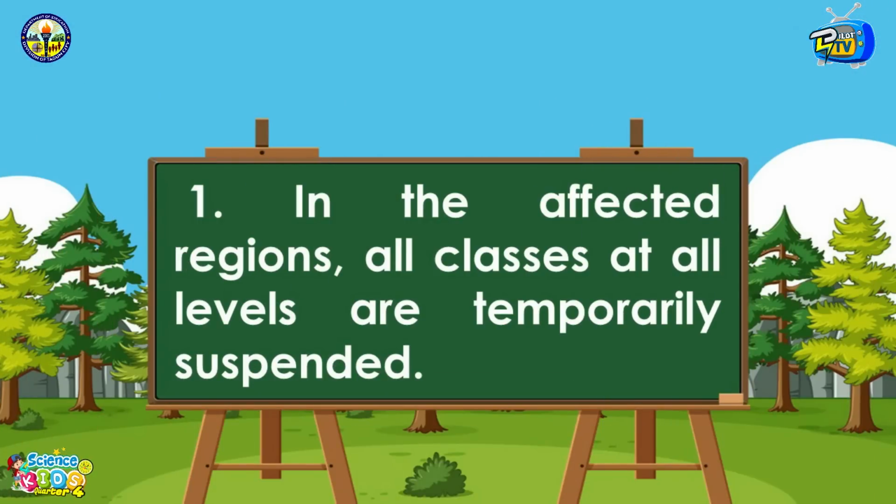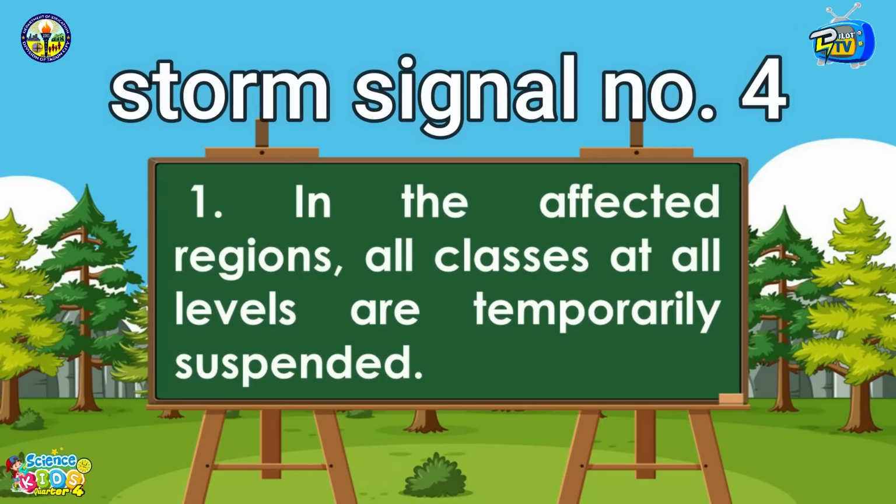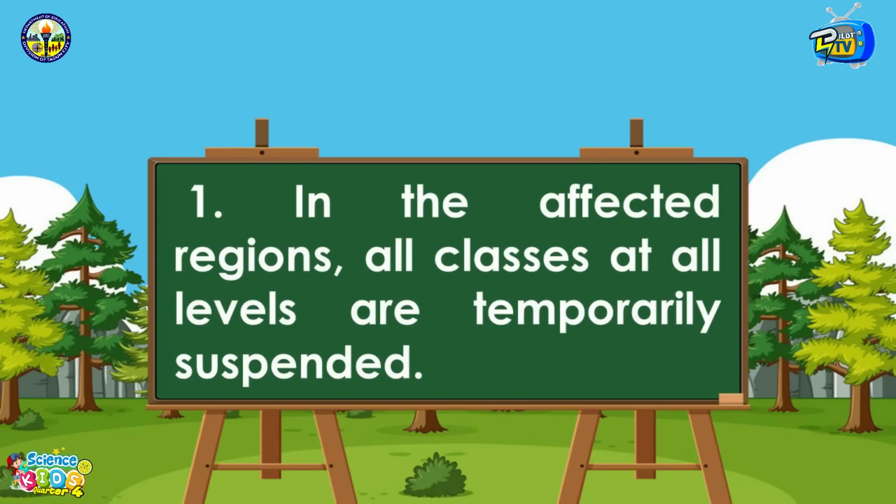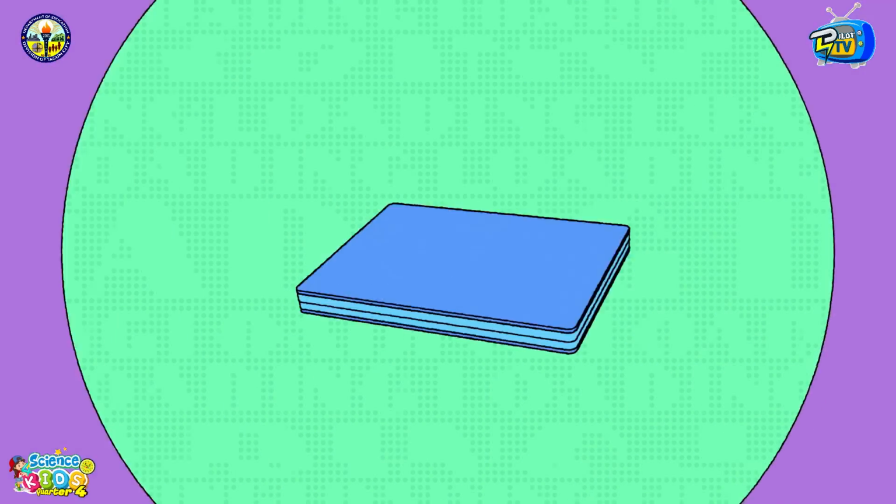Number 1. In the affected regions, all classes at all levels are temporarily suspended. What is your answer? Awesome! The correct answer is storm signal number 4.